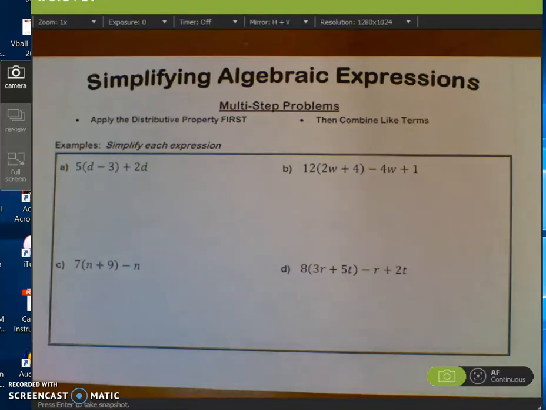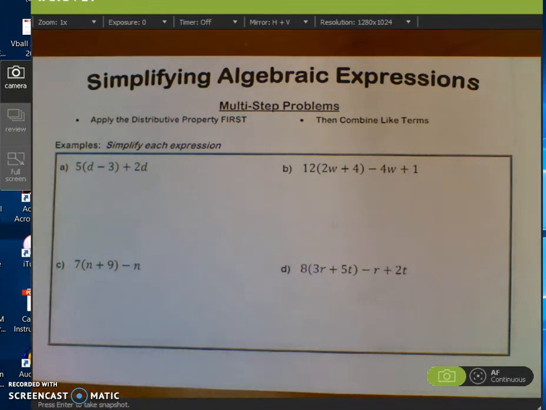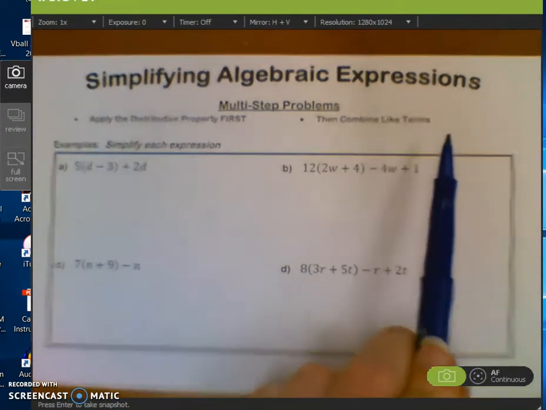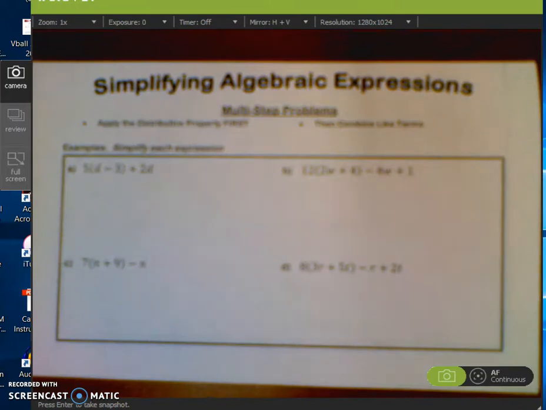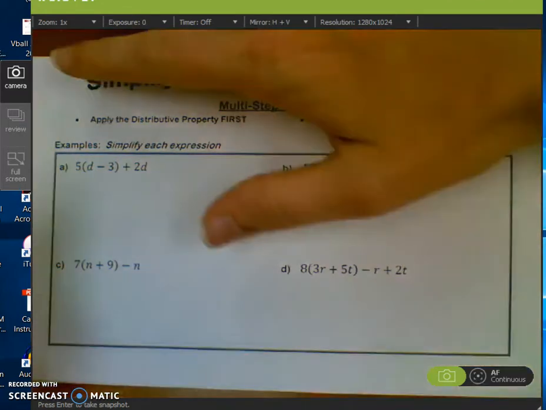Okay, so the last lesson in our unit, Unit 1, is going to be simplifying algebraic expressions using multi-steps. When we do this, we're always going to apply the distributive property first, and then we're going to combine like terms. So we're taking the last two lessons, combining like terms and the distributive property, and we're going to combine the two of them now. So we always want to do the distributive property first. We're going to do a couple of examples here together.